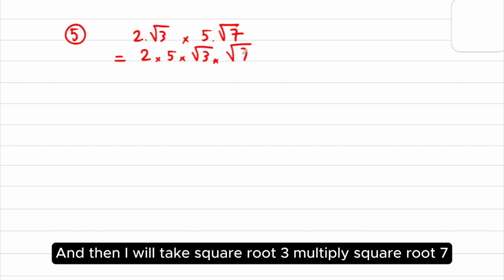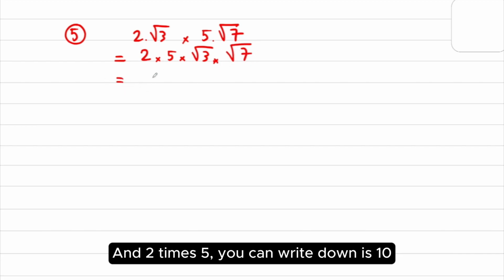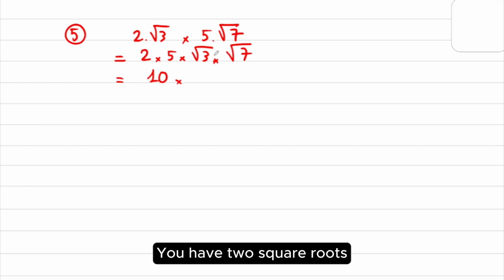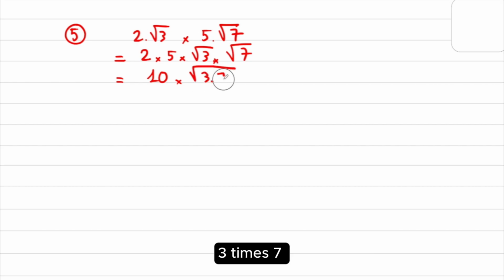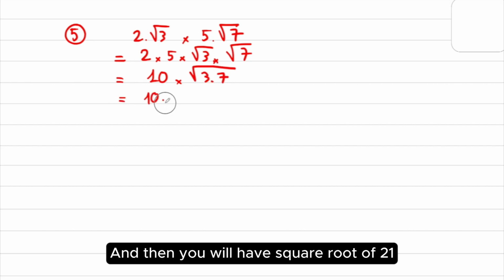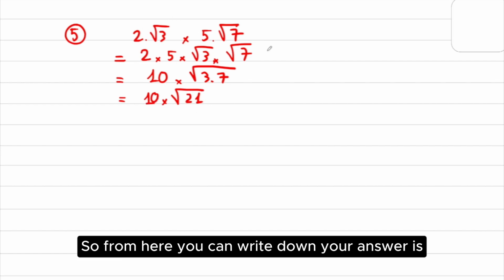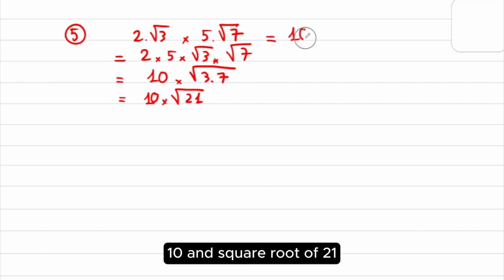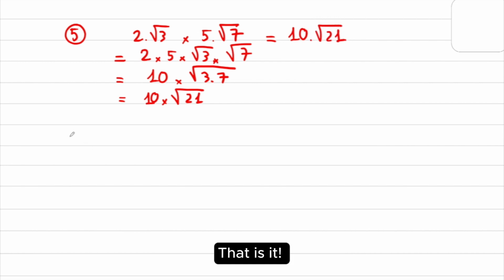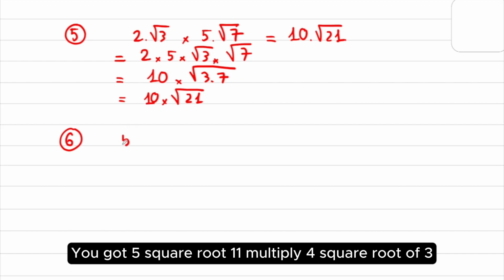And then I will take square root 3 multiplied by square root 7. And 2 times 5, you can write out, is 10. And for this part, you have two square roots and you can combine them together, 3 times 7, and then you will have square root of 21. So from here, you can write out your answer is 10 square root of 21. That's it. Okay. Example 6. You got 5 square root 11 multiplied by 4 square root of 3.